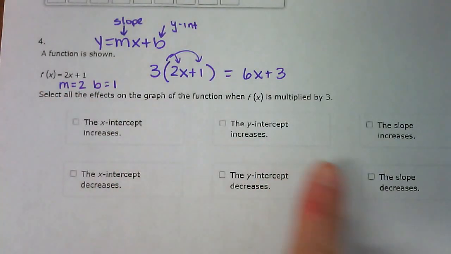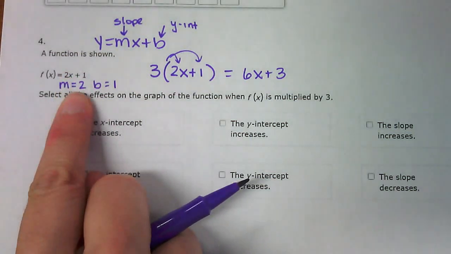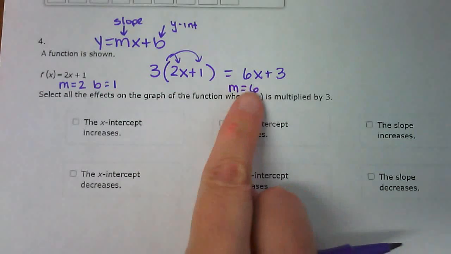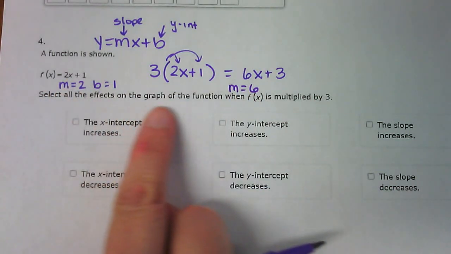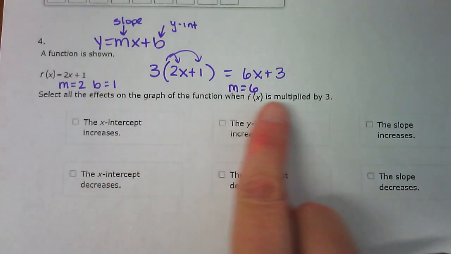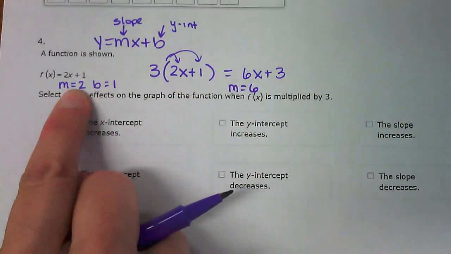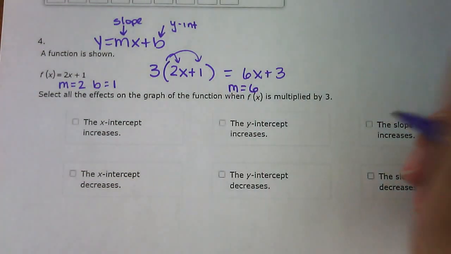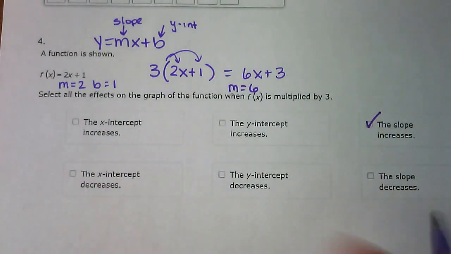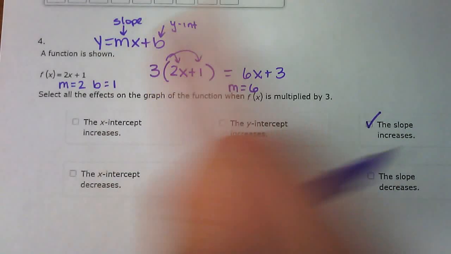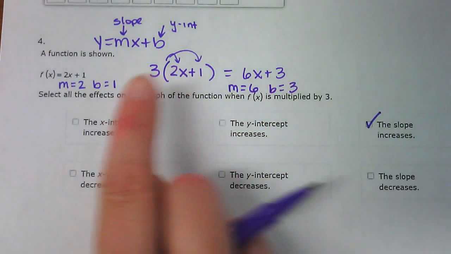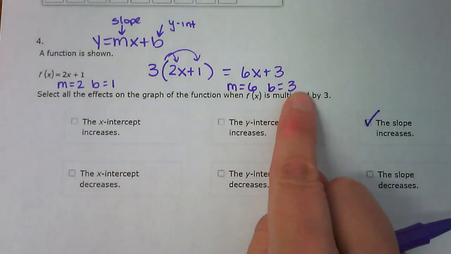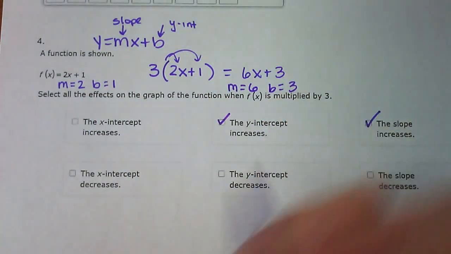So if I look at the m's here, and I look at my m here, m changes to 6. So it says select all the effects of the function when f of x is multiplied by 3. Did our slope increase or decrease? It got bigger, so our slope increases. If I look at my b values, b is 1 here, b is 3 here. B is for y-intercept. I went from 1 to 3. My y-intercept also increased.